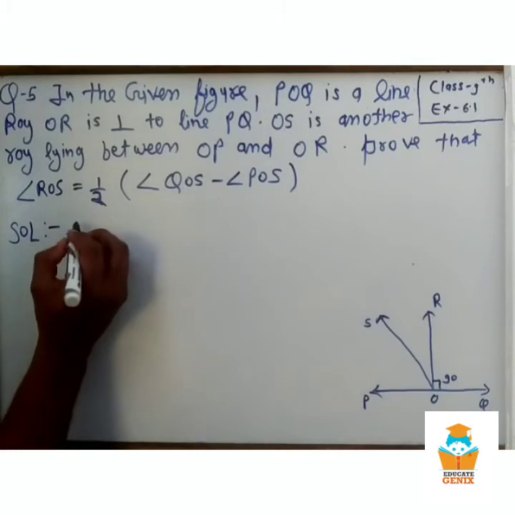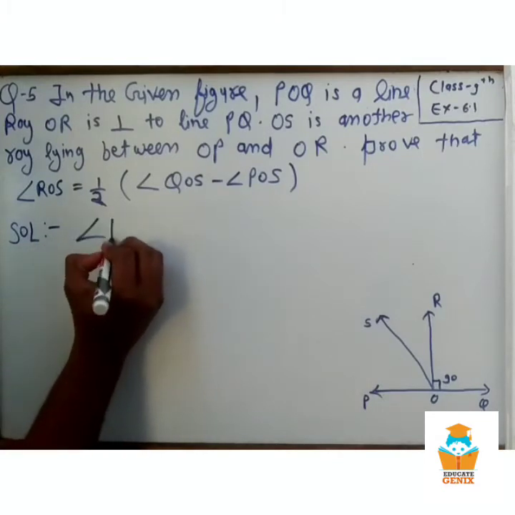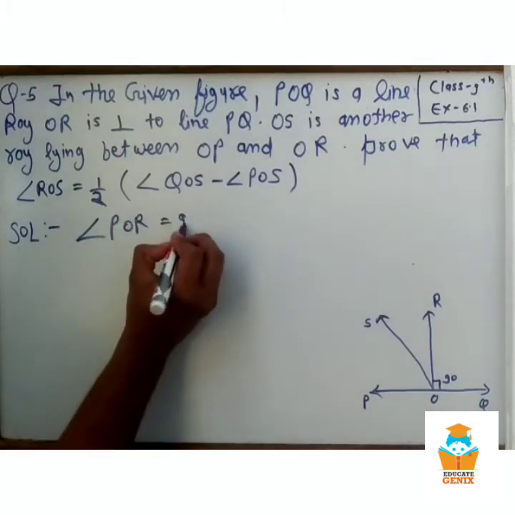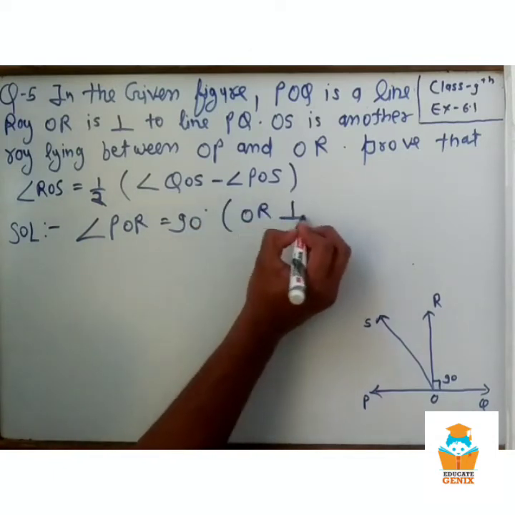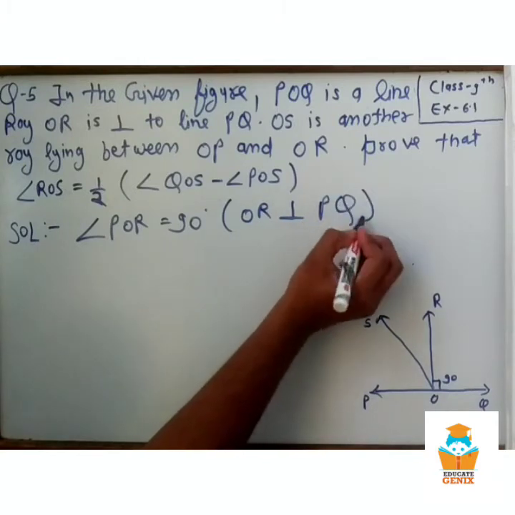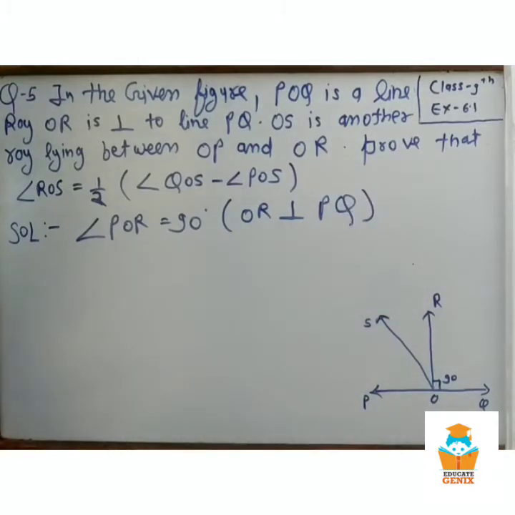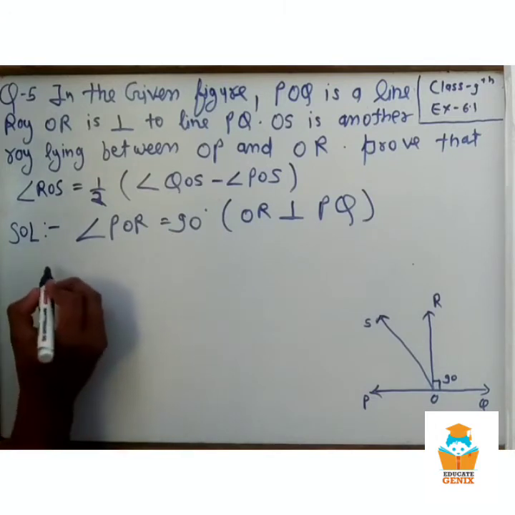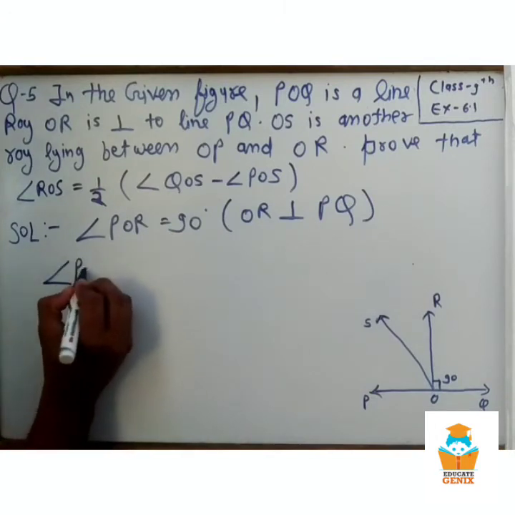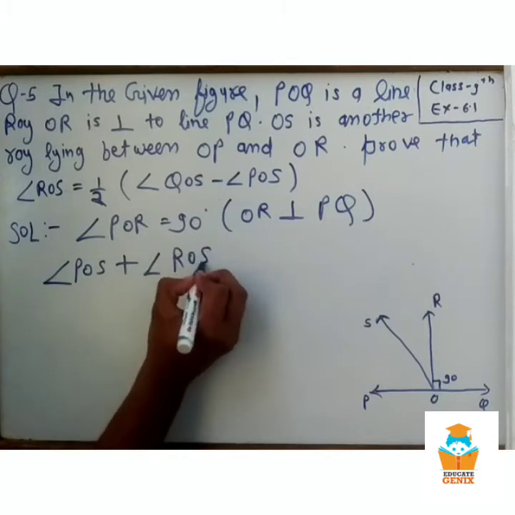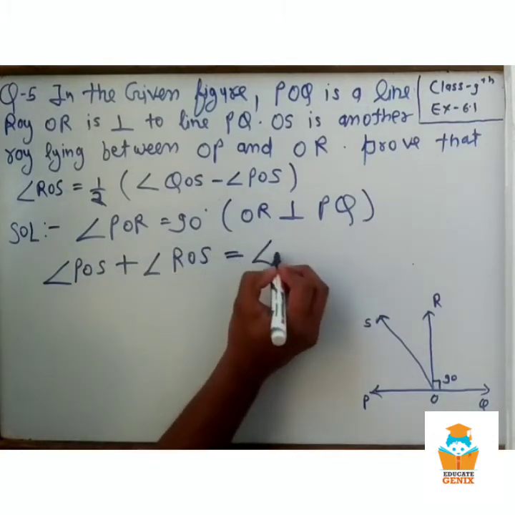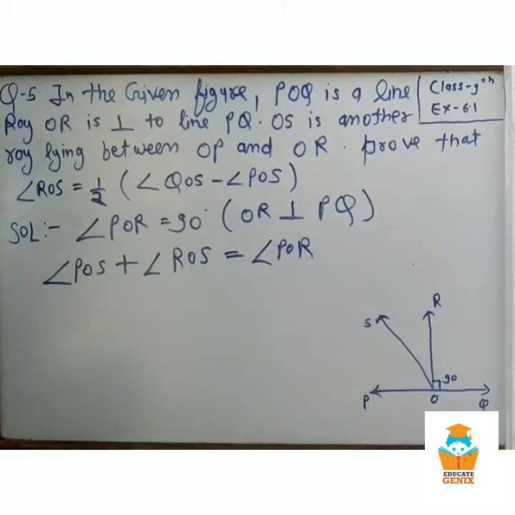Solution. Angle POR equals 90 degree, as OR is perpendicular to PQ. We can write angle POR as a sum of angle POS and angle ROS. Therefore, we can write angle POS plus angle ROS equals angle POR. I hope you got this.